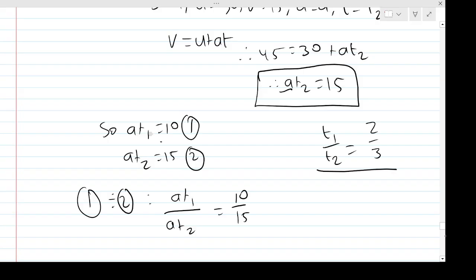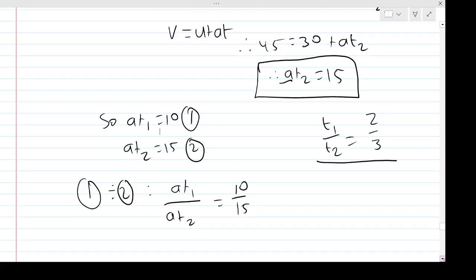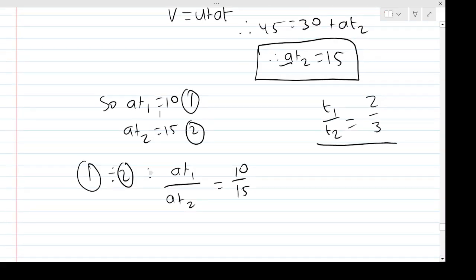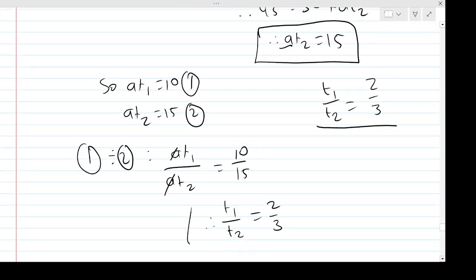Because if it equals 10 and equals 15, we divide them. And then the A cancels. Again, that is why we wanted to work with the acceleration, because if it's the same in both parts, they cancel like this. And very nicely, T1 over T2, wow, 10 over 15 is 2/3. There we are, we got there.